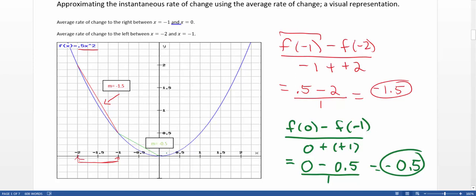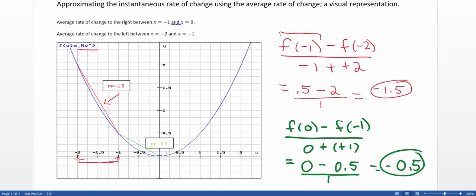So what does that tell me about how much the function is changing at negative 1? What that tells me is that my instantaneous rate of change, which is what I'm looking for here, has to be between negative 1.5 and negative 0.5. This is going to give me bounds as to where my instantaneous rate of change needs to be. So we can see that there's about a 1 unit difference between negative 1.5 and negative 0.5.